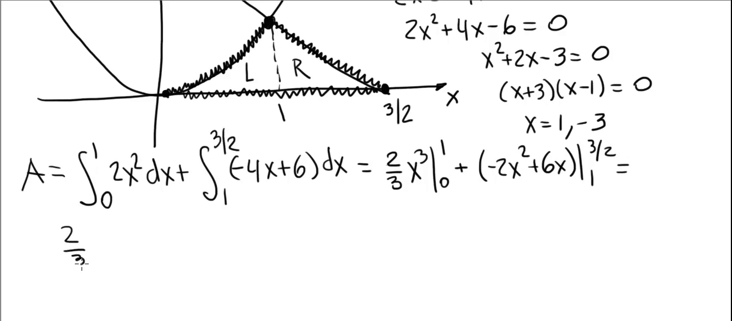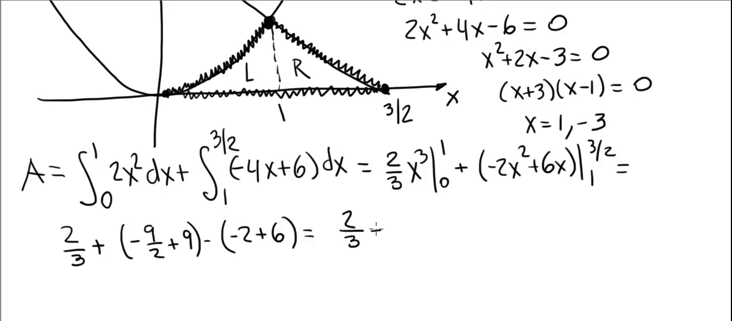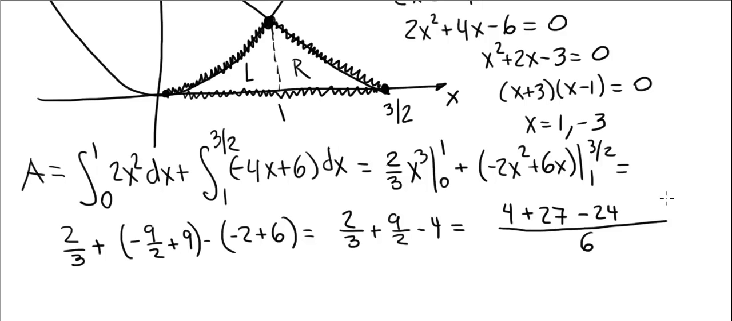We get 2/3 from the first integral. From the second, when plugging in 3/2, that's minus 9 over 2 plus 9, then minus 2 plus 6. So this is 2/3 plus 9/2 minus 4. The common denominator is 6. So we have 4 over 6 plus 27 over 6 minus 24 over 6. So 4 and 27 is 31 minus 24. That's 7 over 6, and that's the answer. 7 over 6 square units.